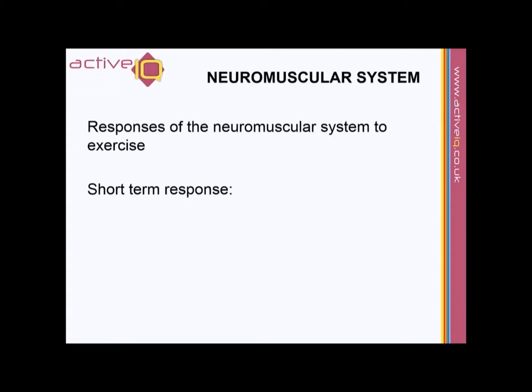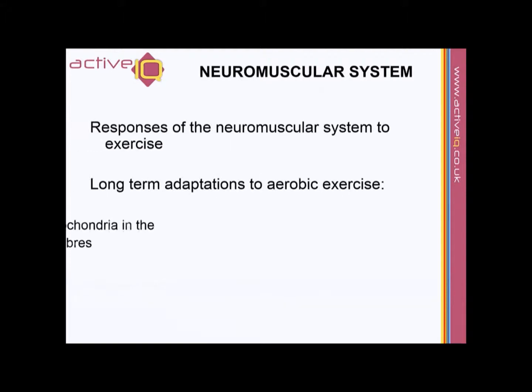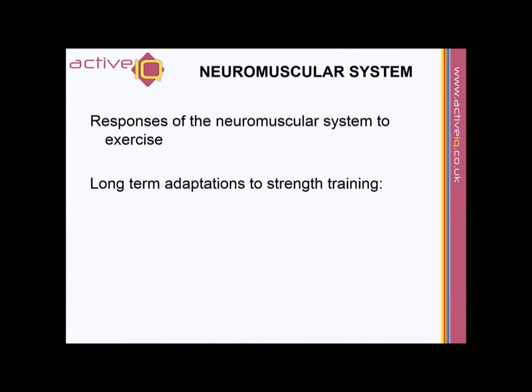Response of the neuromuscular system to exercise. So having a little look at this now. Short-term response is vasodilation, so diverting blood to the muscles. Response of the neuromuscular system to exercise in terms of long-term adaptations to aerobic exercise: it increases the number and size of mitochondria in the muscle fibres, increases the number of capillaries surrounding the fibres, and also increases the number of aerobic enzymes, stored glycogen and triglycerides.